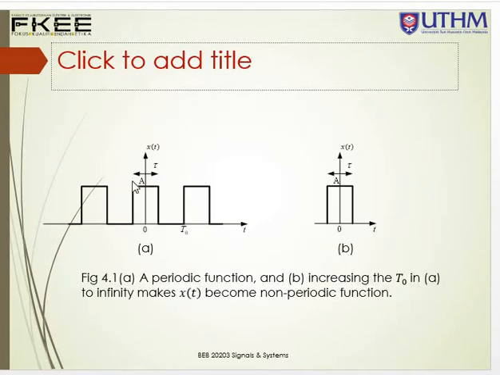This is an example of changing a periodic signal to an aperiodic signal. This is the periodic signal, in which the signal repeats every T naught, and then you change it to the aperiodic signal. How do you change from a periodic signal to an aperiodic signal? You increase T naught. If there is no T naught, it is not a periodic signal, because the signal never repeats.